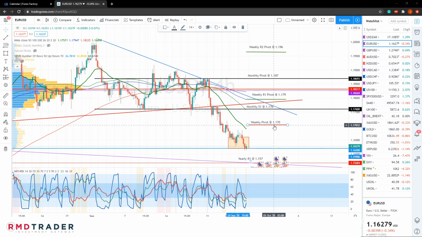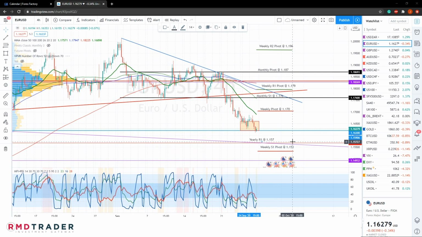And another area to watch is this weekly pivot that we have at 1.170, and that could be a potential area for a pullback, meaning any bearish price action from this level would potentially be a good short entry, taking price lower. So if price closes below this 1.157 level, and that is where our yearly R1 pivot is at, that will open up more bearish targets.